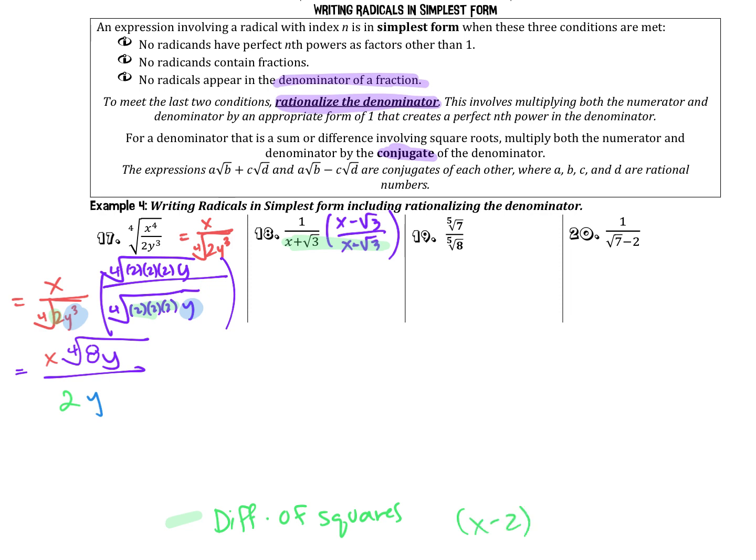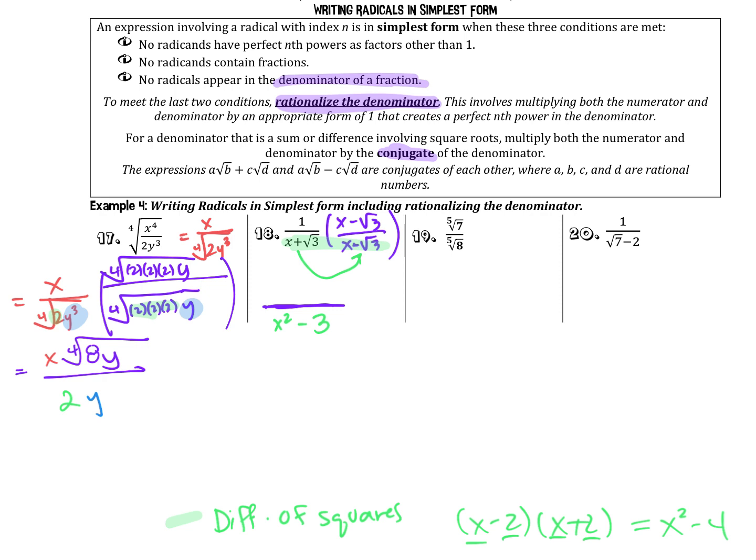If I have x minus 2 times x plus 2, when I multiply that, I just get x squared minus 4. I just multiply the first 2 and the last 2 because the middle 2 are going to add to be 0. So I'm going to look at the denominator here. When I multiply x plus root 3 times x minus root 3, I'm going to multiply the x's to get x squared. It's going to be subtraction because I'm multiplying a positive by a negative. Root 3 times root 3 is the square root of 9, which is 3. So the denominator is going to become x squared minus 3.